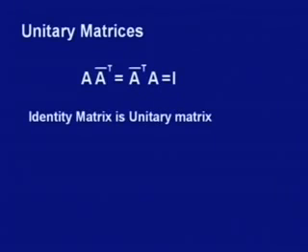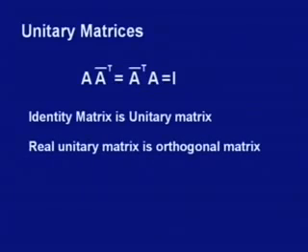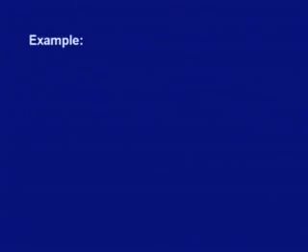In the same sense, the identity matrix is a unitary matrix, because the identity matrix is a real matrix satisfying this property. So it is not only orthogonal, it is unitary also. Now as I told you, a real unitary matrix is an orthogonal matrix, because for a real matrix A bar transpose is nothing but A transpose. So this property will be satisfied.